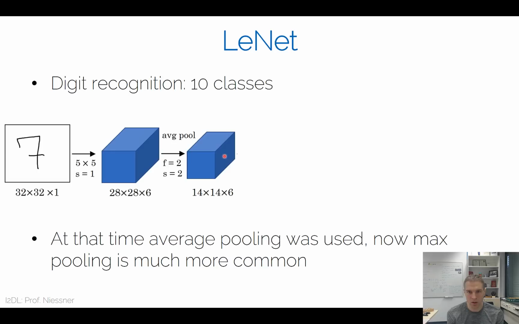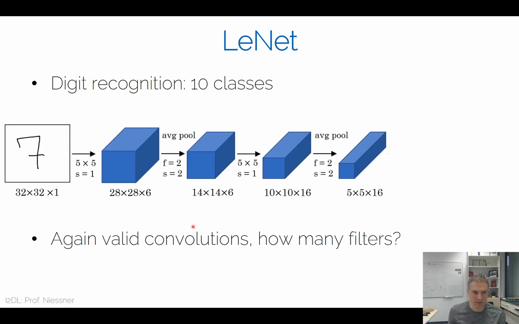Okay, so we have, again, convolution. We have a pooling layer. And now we have another convolution here. We have a 5x5 convolution with stride 1. Again, these are valid convolutions. So we go here from 14 times 14 to 10 by 10, meaning that we have no padding. Question, how many filters are being used? Here we're using 16 filters because that's the depth of the output.